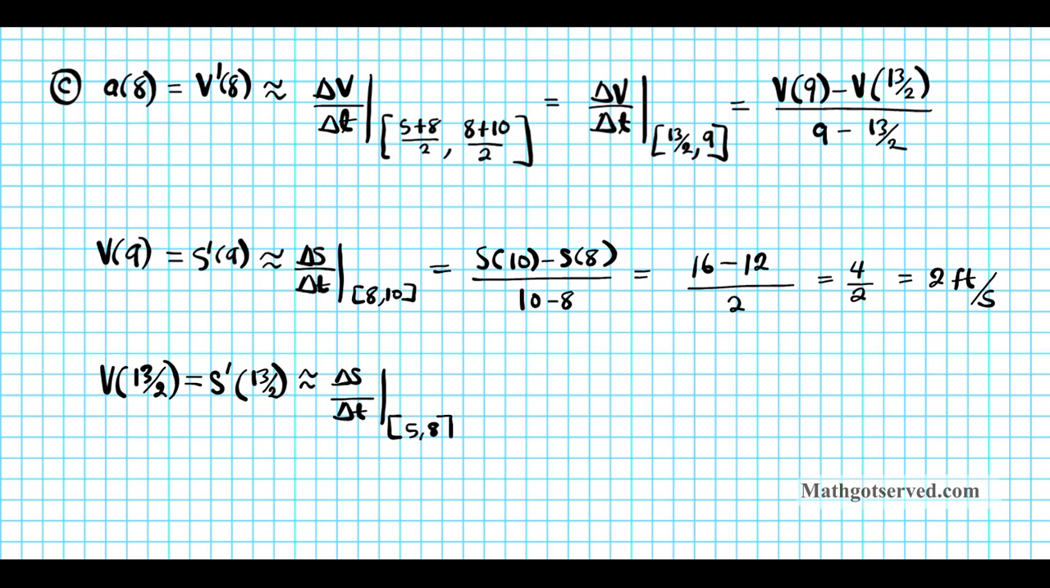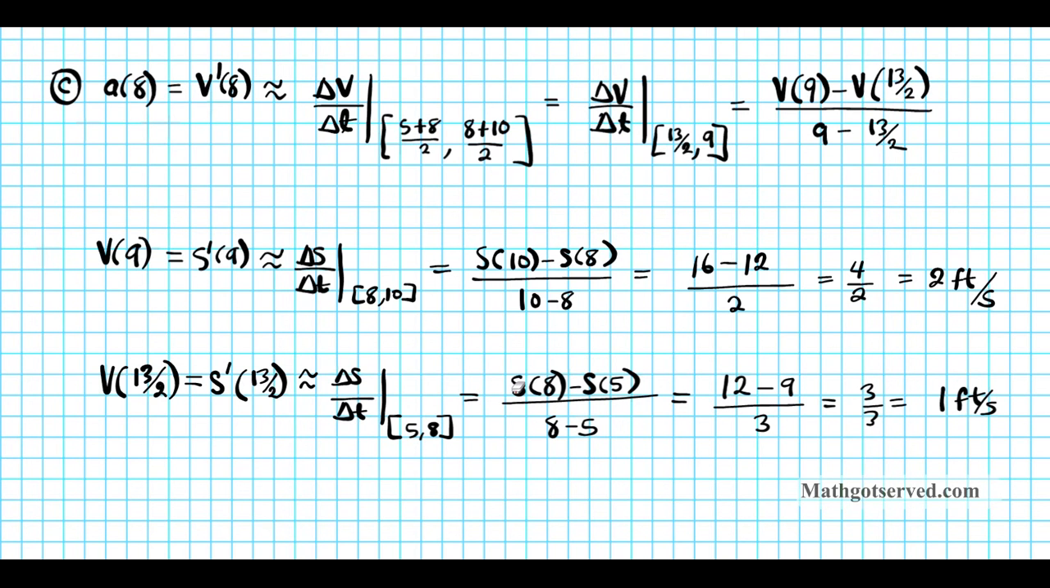Okay, so using the formula we went over upstairs, we're going to be computing s of 8 minus s of 5 divided by 8 minus 5. So this is going to become 12. S of 8 is 12 minus s of 5, 9, divided by 8 minus 5, which is 3. Okay, let's work this out. 12 minus 9 is 3. 3 over 3 is 1. So 1 feet per second.